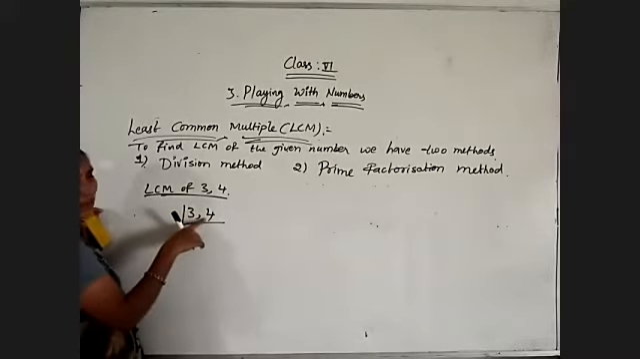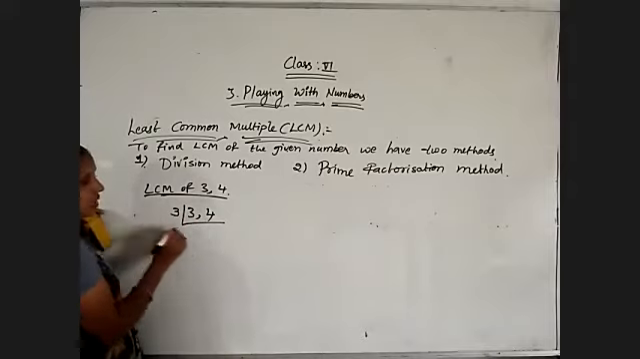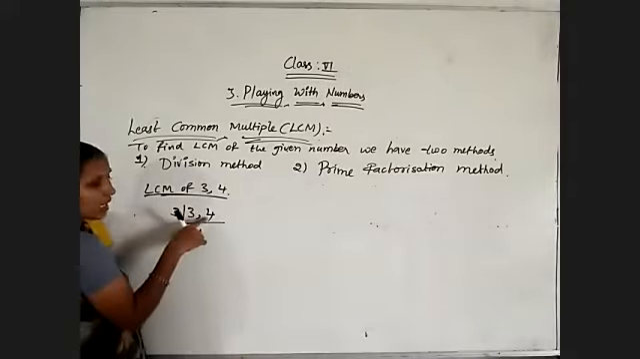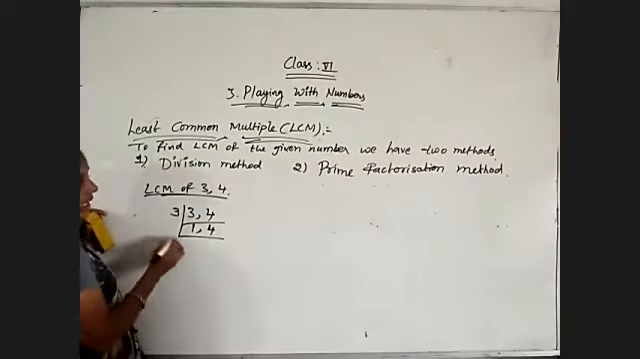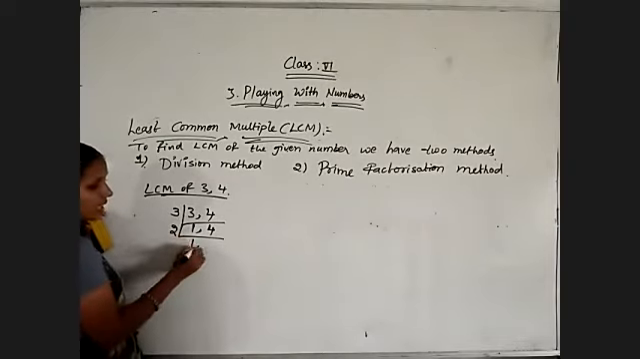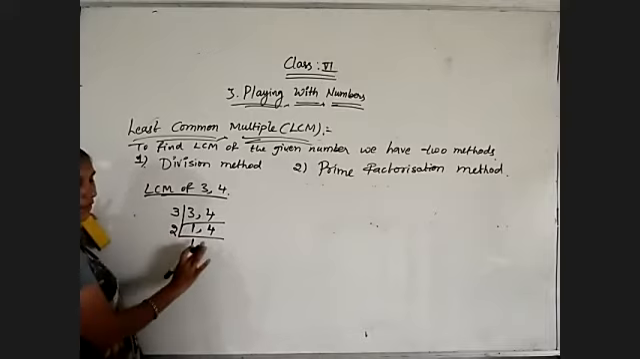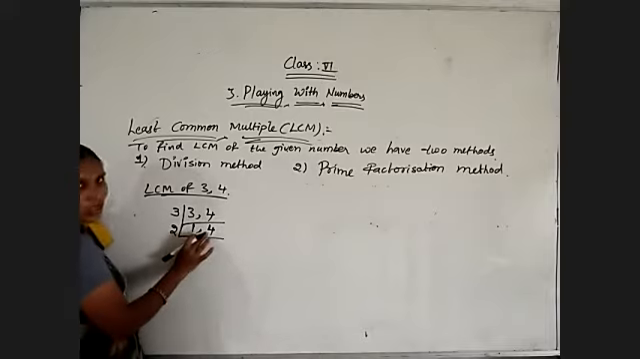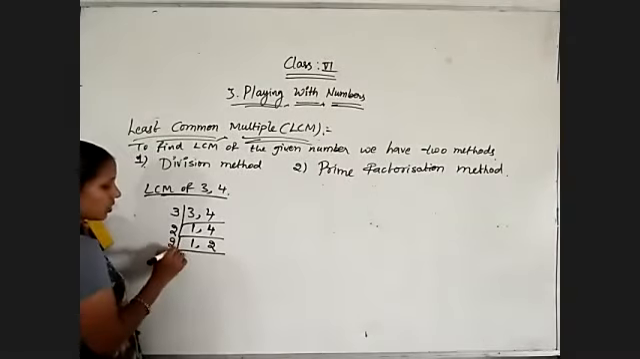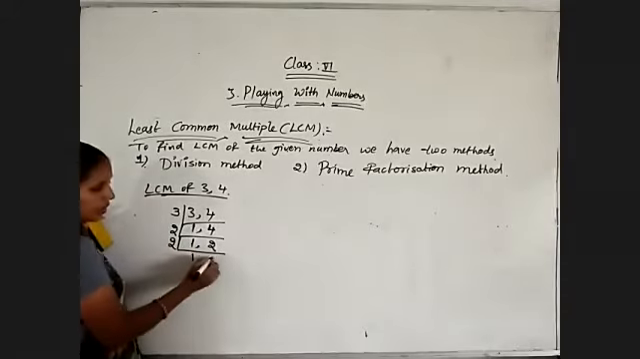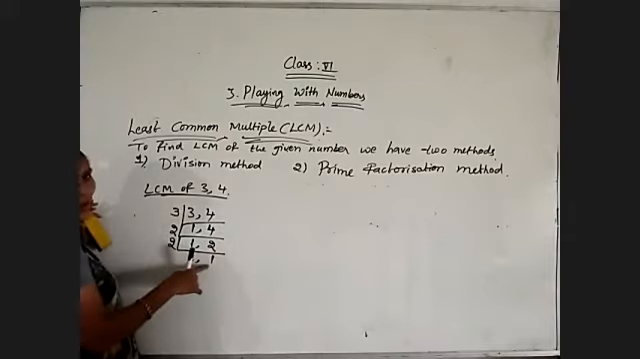So 3 and 4 don't have any common factors. First, for 3, I am using the 3 table. 3 ones are 3. In the 3 table, I will not get 4, so 4 as it is, I have to write. Now take 2. Whenever 1 is left, we will not get 1 in the 2 table, so leave 1 like that only. Whatever we need to change, now 4. 2 twos are 4, so again divide with 2. 2 ones are 2, so 1 is the quotient.